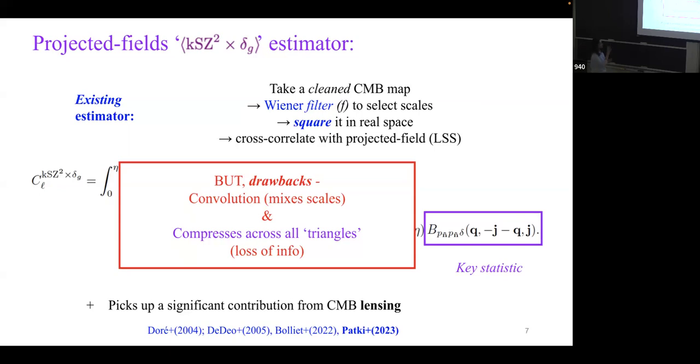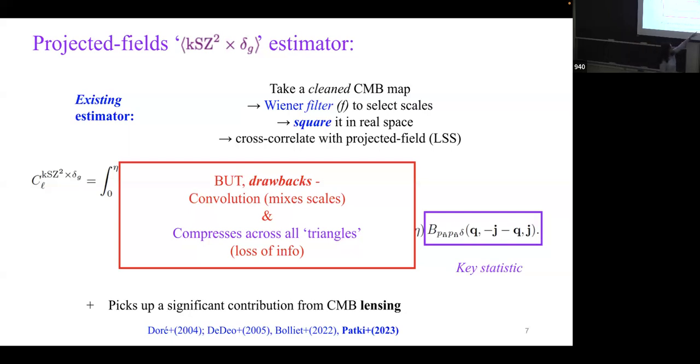But we noticed that this technique has a bunch of drawbacks. One straightforward drawback is that because you're squaring the CMB map in real space, once you go to Fourier space, that converts into a convolution of the underlying statistic. Because it's a convolution, it's going to mix up your information across different angular scales. Essentially, what this estimator depends on, the underlying theoretical statistic, is this bispectrum or 3-point function between 2 electron momenta and 1 density field.